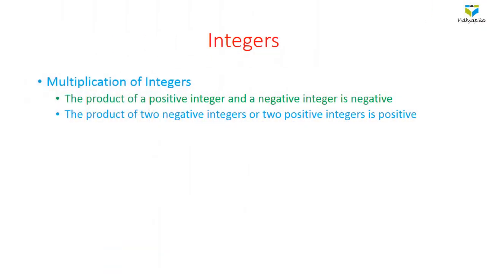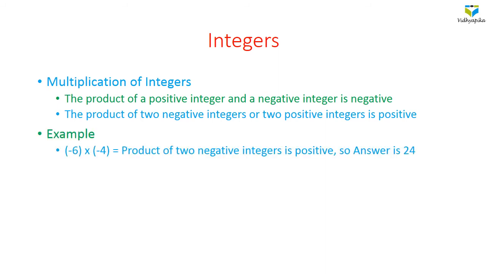The rules for multiplication of integers is simple. The product of a positive integer and a negative integer is negative. The product of two negative integers or two positive integers is positive. How do we use these rules for integer multiplication? Let us see some examples to understand this.